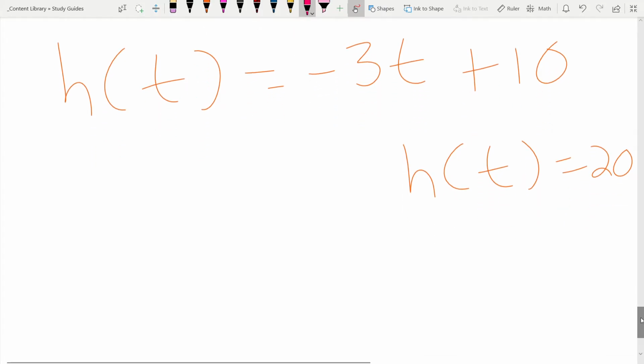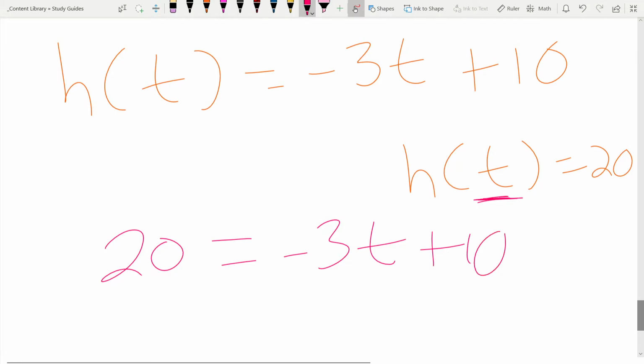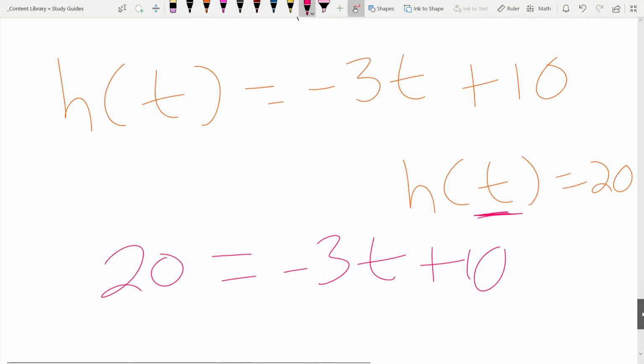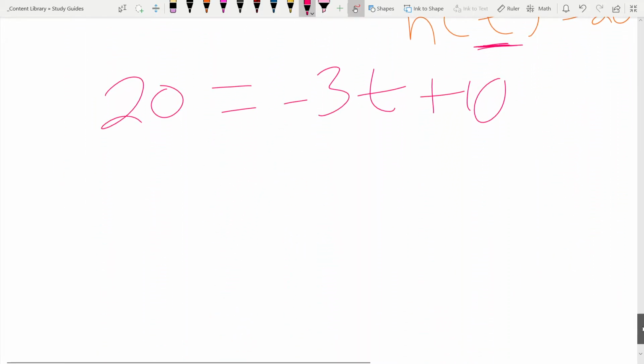This is where the 20 came out. We don't know the t value. So we don't put the 20 in for t because right now there's nothing there for t. So the 20 is what equals negative 3t plus 10. And now what we're going to do is actually solve once this scrolls. Again, sorry for the tech difficulties here. I just don't have my tablet.